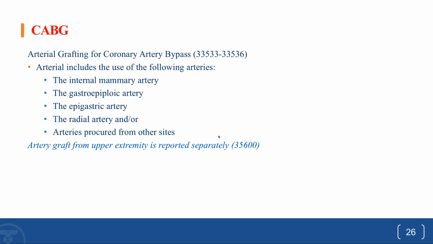Okay. Now the arterial, remember we just did the venous grafting, right? And then your arterial grafting is your 33533s, which is on page 208, right? That was your arterial grafting.